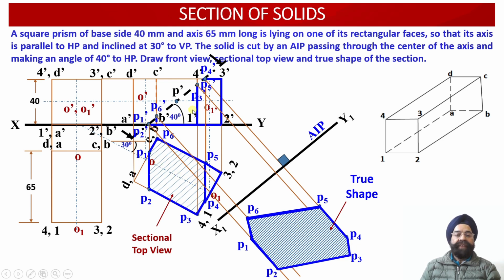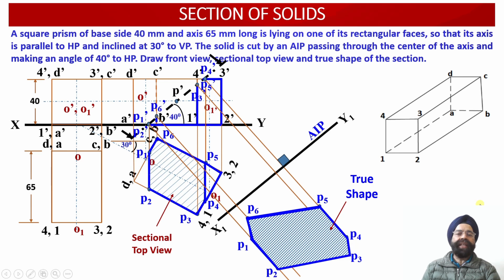So this way we have discussed the construction of sectional front view projections, sectional top view projections, and the true shape projections corresponding to this cut section over here, when the square prism was resting on one of its rectangular faces on the ground and the axis was inclined at an angle of 30 degree with respect to the vertical plane, and the cutting plane, that is the auxiliary inclined plane, was passing through the center of the axis. This is the center of the axis, and the AIP was inclined at an angle of 40 degree with respect to the horizontal plane. So this is all for today.